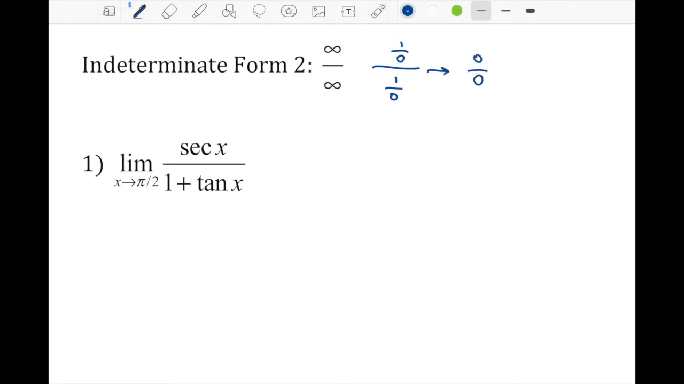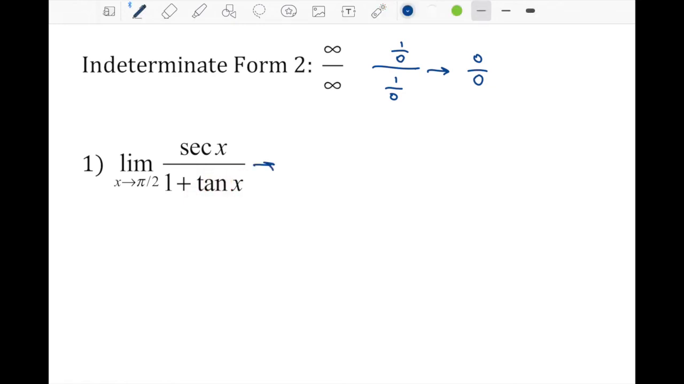So it's an equivalent indeterminate type. Limit as x approaches pi over 2 of secant x over 1 plus tan x. If x approaches pi over 2, remember that secant is 1 over cosine. So at pi over 2, that would be 1 over 0. Ooh, that's infinity. Tangent at pi over 2, that's sine of pi over 2 over cosine of pi over 2. So that would be, again, infinity.